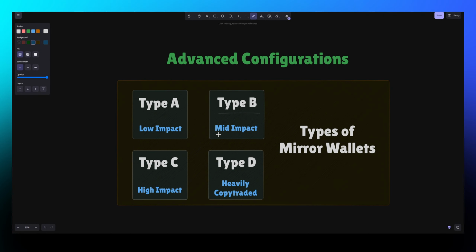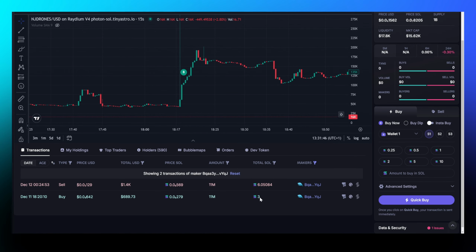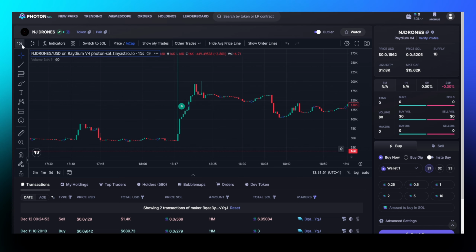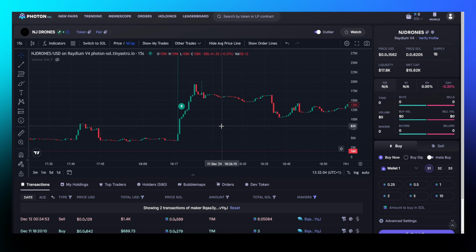Moving on to the type B, we have the wallets that cause a mid price impact but are still copy tradable. For example, let's have a look at this wallet who bought 3 Solana of a token around $100,000 market cap. Keep in mind that I am still in the 15-second time frame, and as you can see, whenever he bought, the price impact was around 10 to 11% within 30 seconds. If you want to get in around this price, you would likely use the turbo mode. Keep in mind that it's only 0.006 Solana, so it's completely worth it.